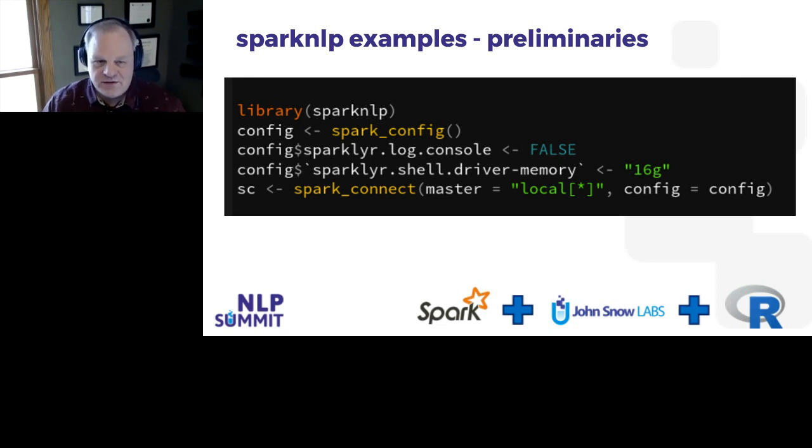In this code, I'm using a default configuration with the exception of increasing the driver memory to 16 gig and turning off the Spark console log messages. Then we launch a local instance of Spark using all cores and our configuration. In the slides that follow, you'll see the variable sc. That is our Spark connection with all of its parameters. We pass that variable into each one of the NLP functions.